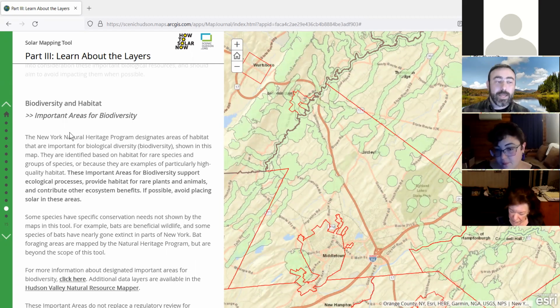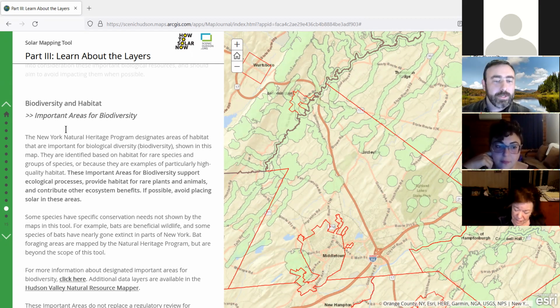Once again, we were trying to pick the single best layer to represent resources. And there are so many more resources out there. I'm a wildlife ecologist, and I could look at maps all day of different maps of forest layers, of wildlife and habitat layers. But we tried to really condense things down.